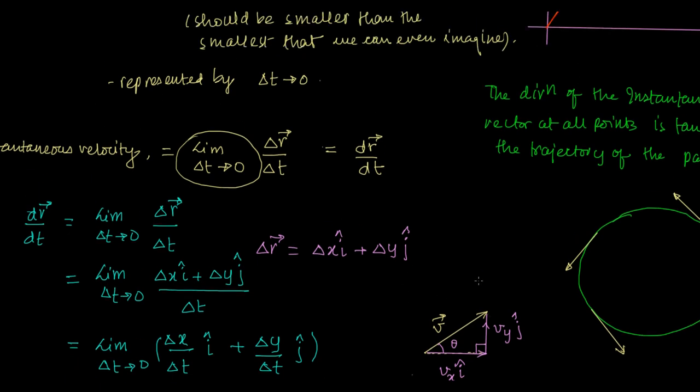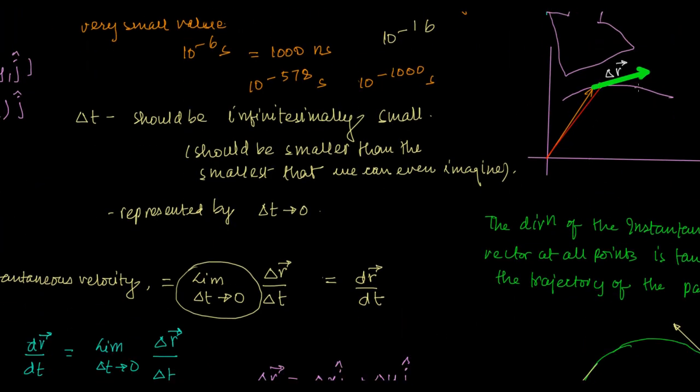So if I'm talking about this velocity vector, this is actually made up of this as its Vx component, and say this as its Vy component, right? This is your Vy component. So this is what we are calling the Vx i cap vector.